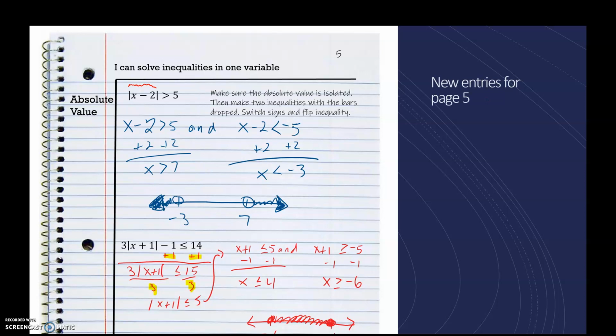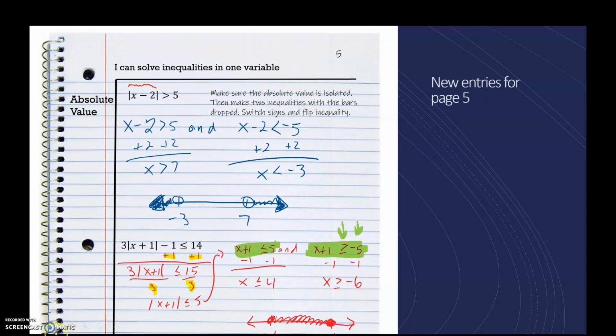This allows me to come over here and make my 2 problems. And you can see here on the second problem, this right here turned into a greater than symbol. And then right here, that switched to a negative 5. Solve both equations.